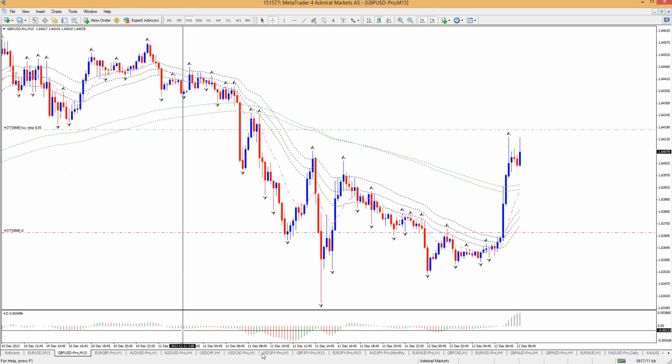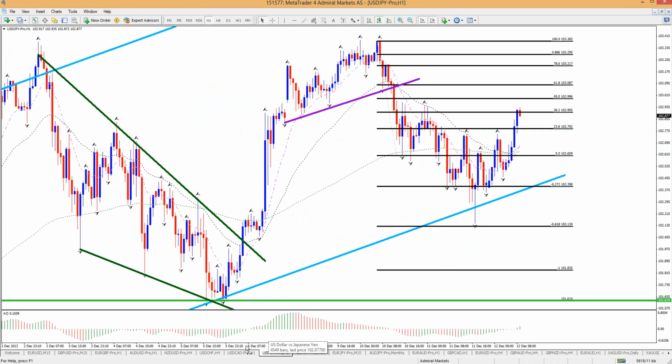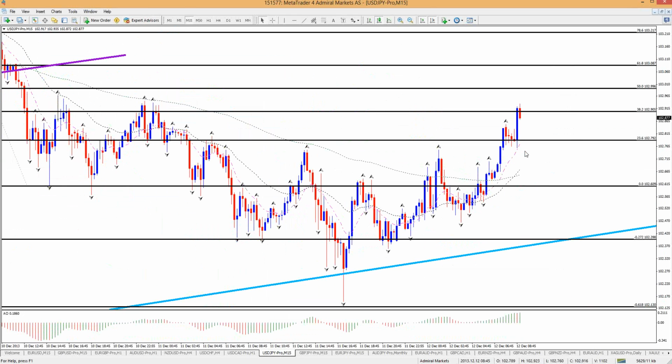What else were we talking about? The dollar yen. Ah, that too had a breakout, in fact.